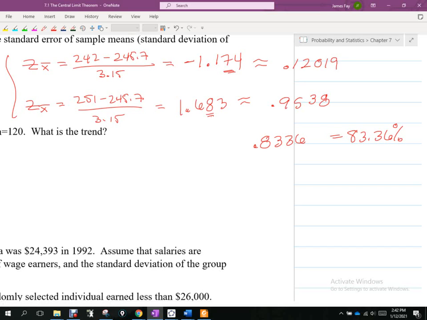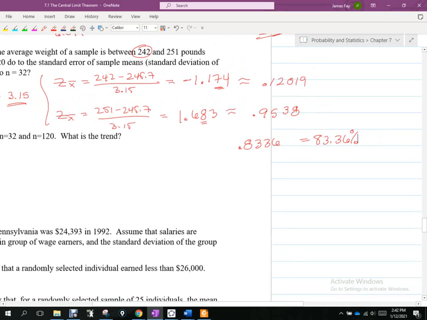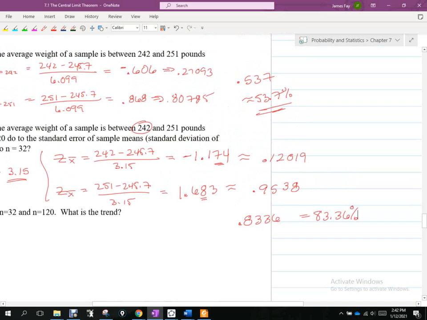So what does that mean to us? Think about what happened. We had a sample size of 32, and we had the argument that there's a 53% probability that our sample mean, the average of our 32 people, is going to fall between 242 and 251. That's a 53%, 54% chance. If we increase the amount of people in our sample, because there's more members, the sample mean is less variable. Meaning that there's a higher probability, in this case an 83.4% chance, that our sample average of 120 people is going to fall in between those two numbers.